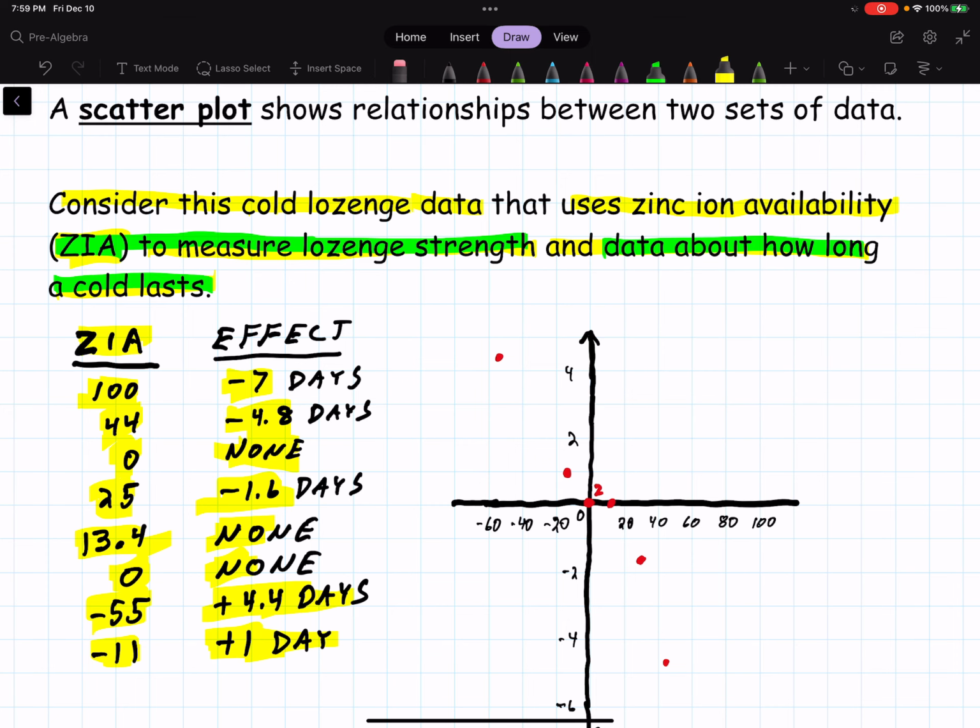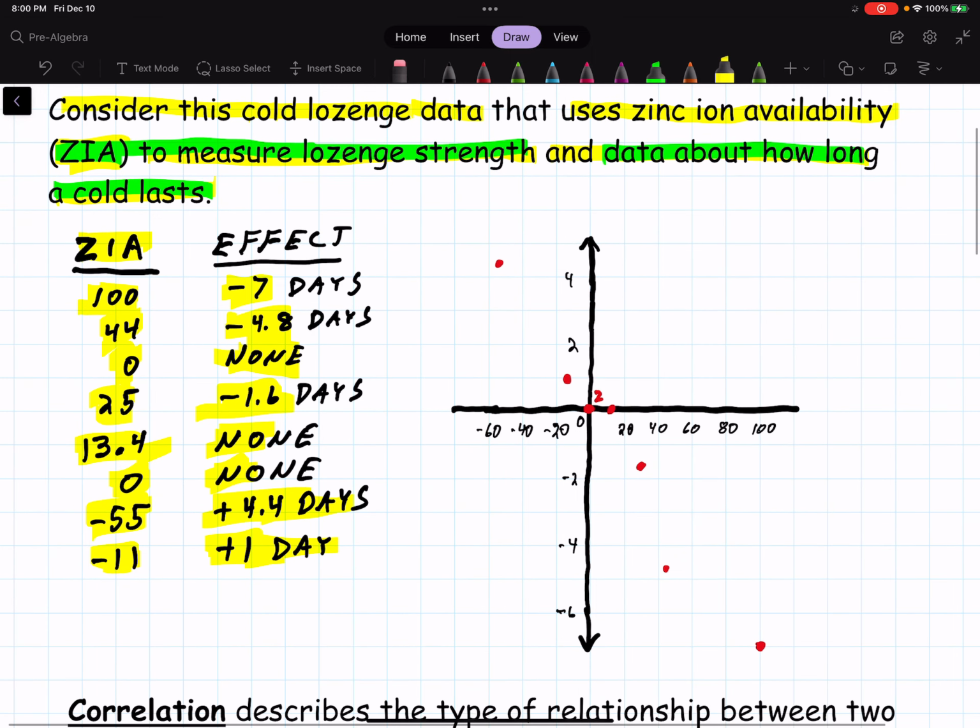So I went out there, and in these red dots right here, you can see them. I plotted all of them on here, and I'll just make one green. We can take this first plot right here, 100 and negative 7, and if you come over to 100 right here, and you go down to negative 7 right here, there's the plot. Okay? And I did that with all of them. 44, negative 4.8. 44 is here to the right, negative 4.8. And so on and so forth.